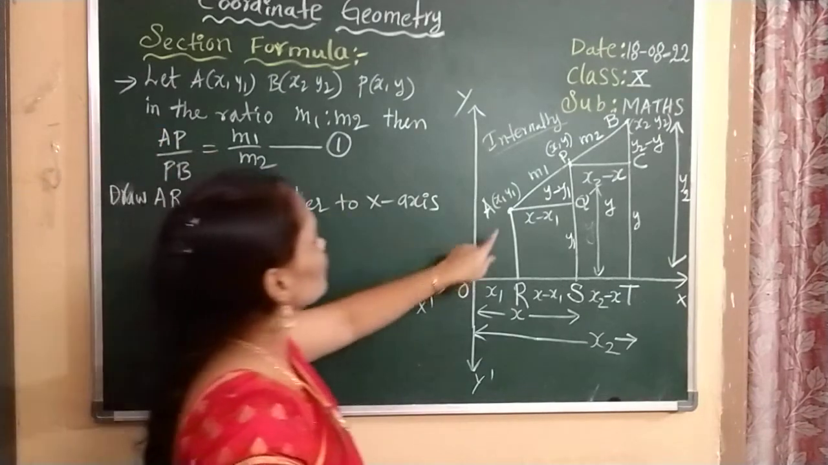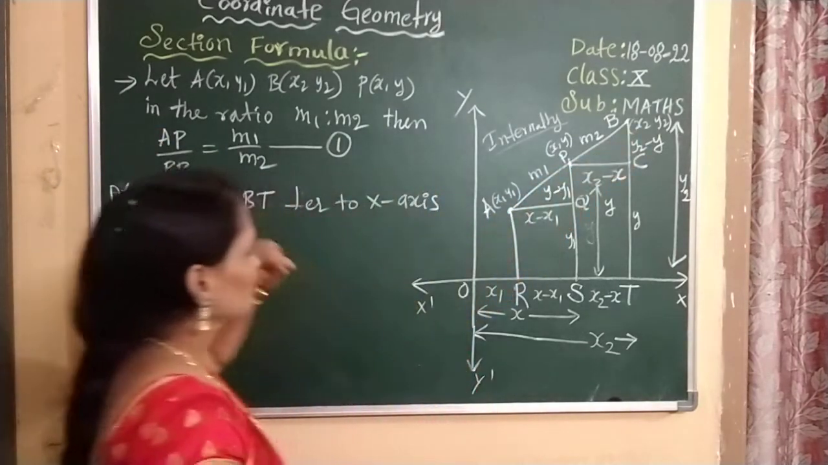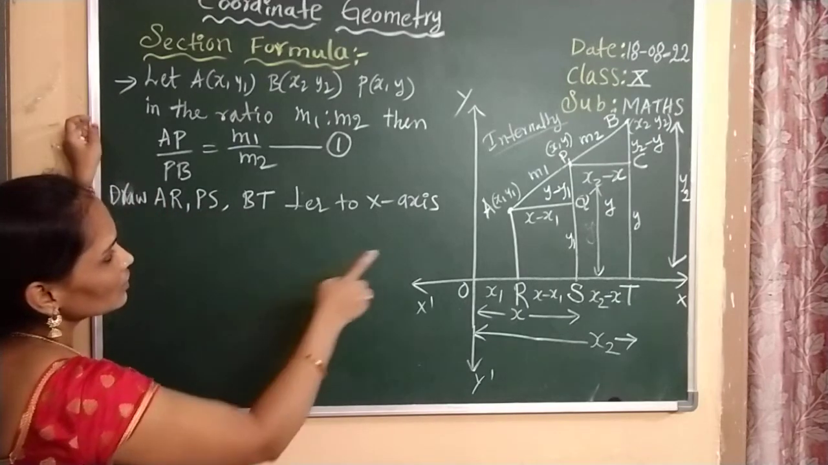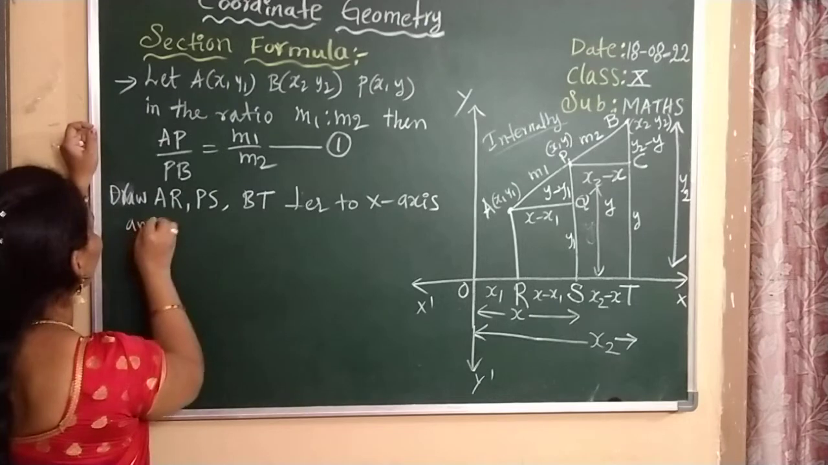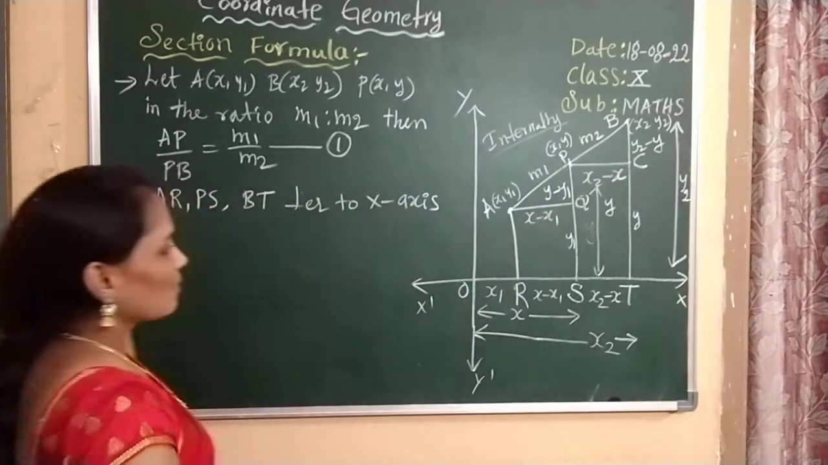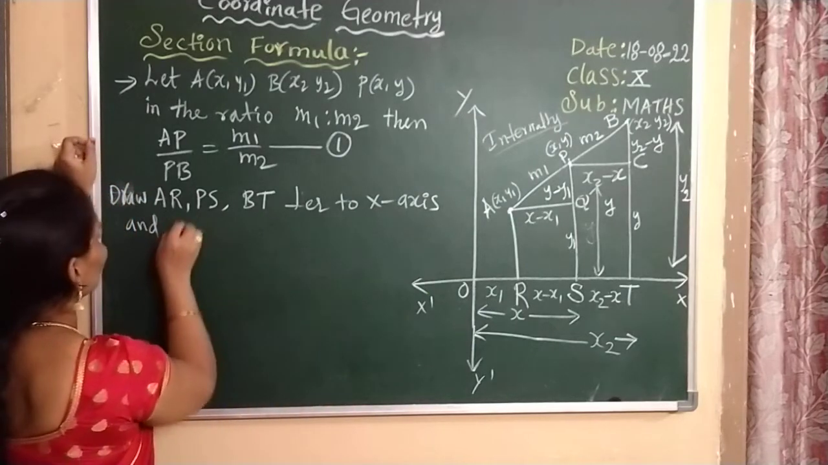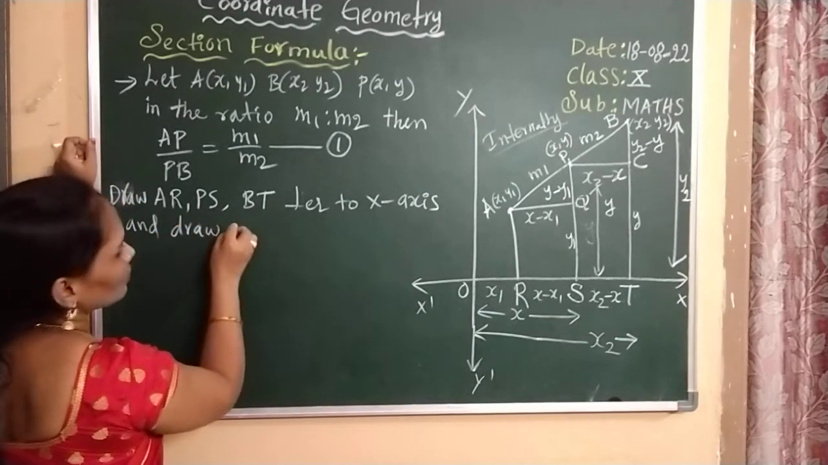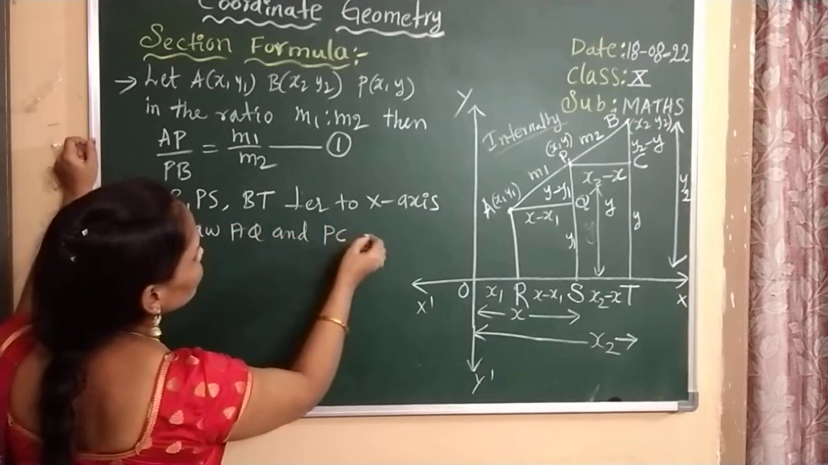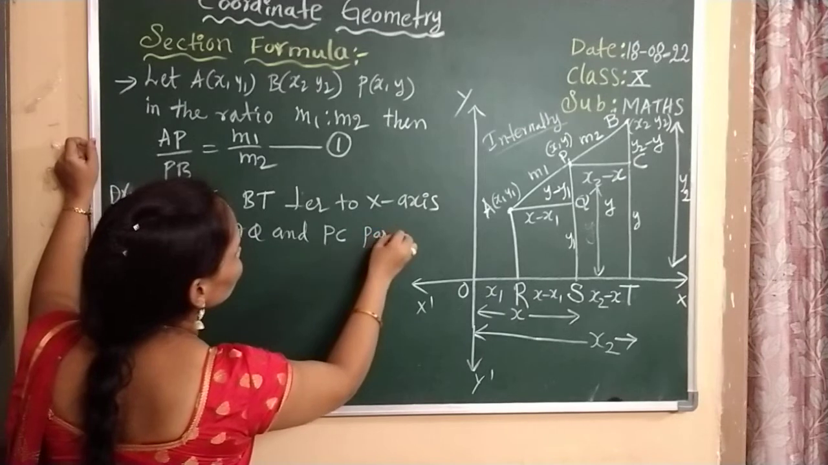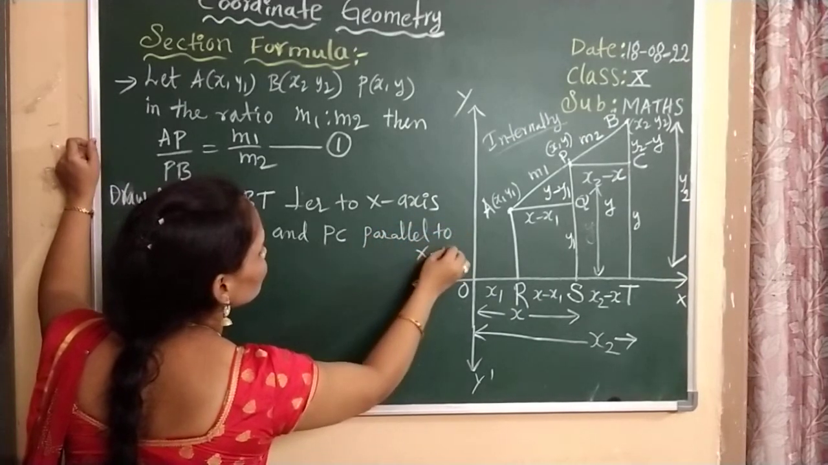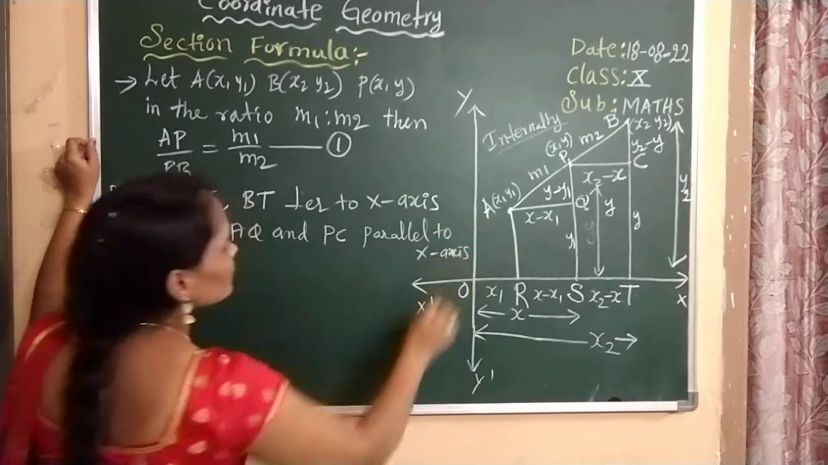From the points A, P, B. Okay, so A, P, B here only, no need of writing. So one more, and here draw AQ and PC parallel to x axis. Parallel to x axis.